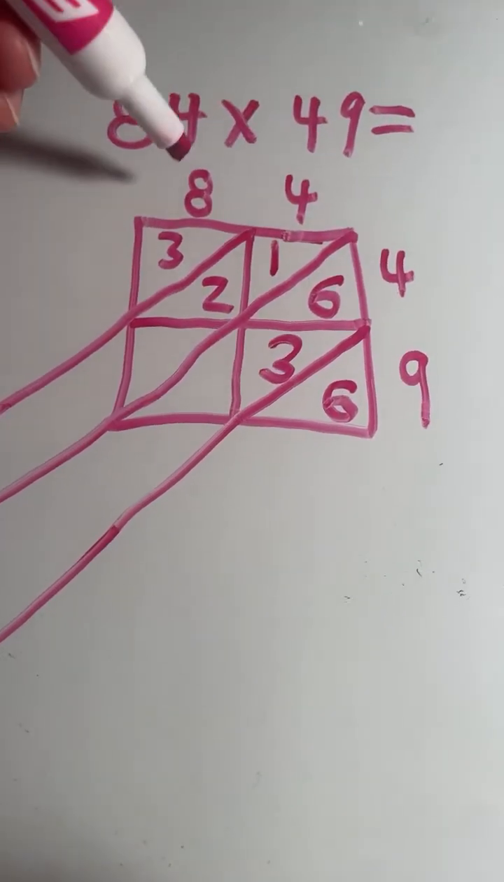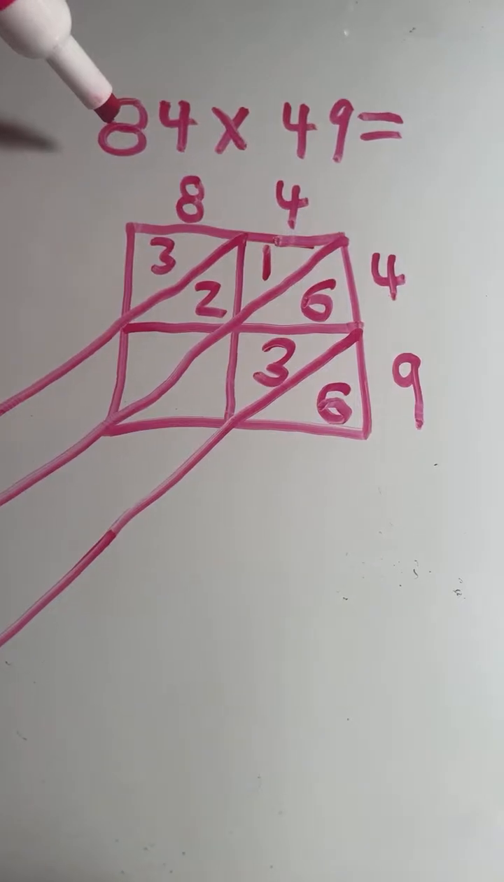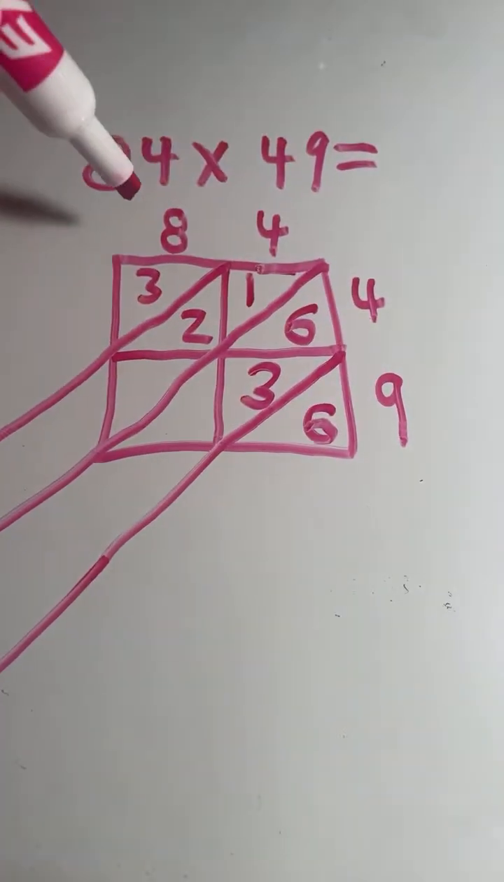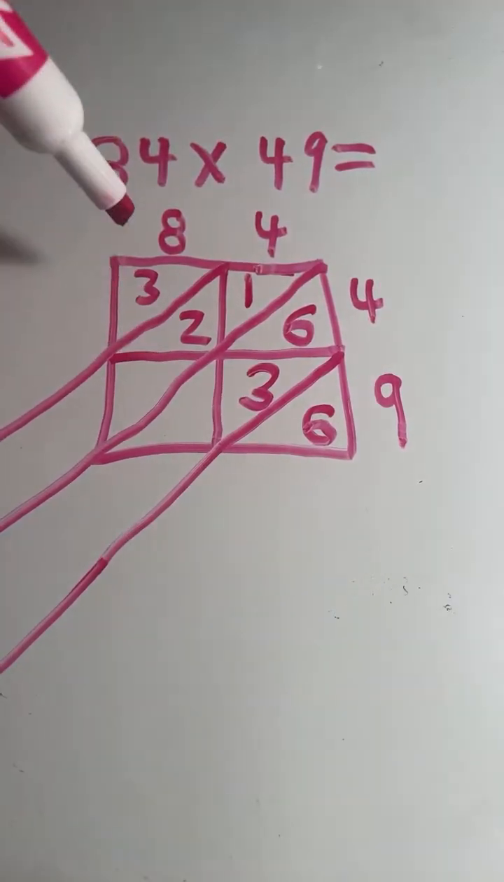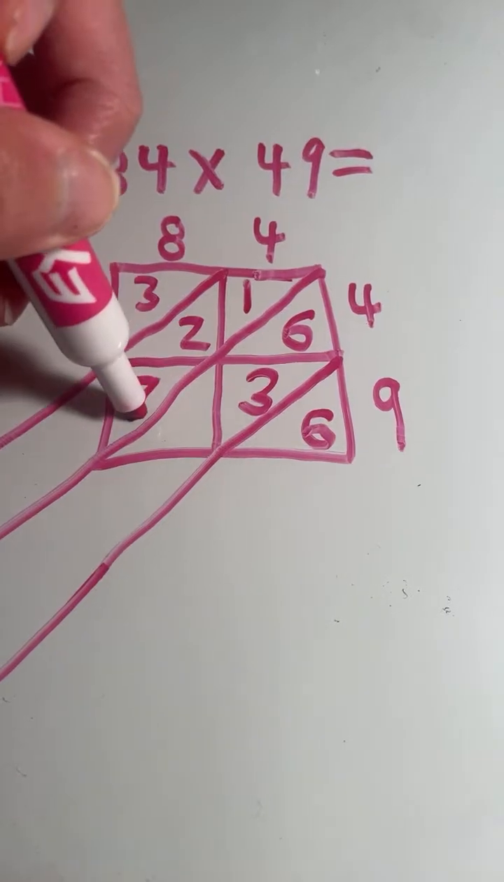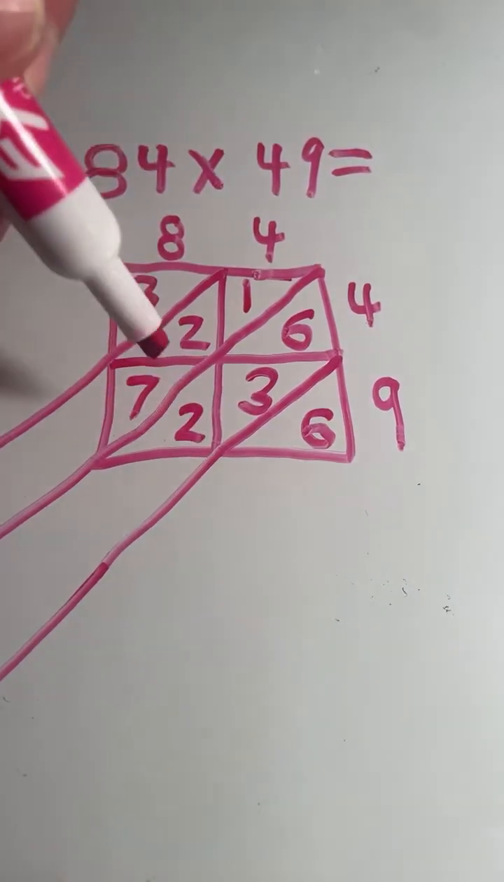Lastly, last bit of multiplication to solve this problem. We're going to multiply 8 times 9. And the answer to 8 times 9 is going to go in the bottom square. 8 times 9 equals 72. So 7 is going to go in the top triangle. 2 is going to go in the bottom triangle.